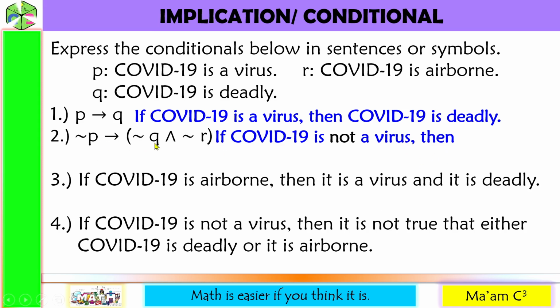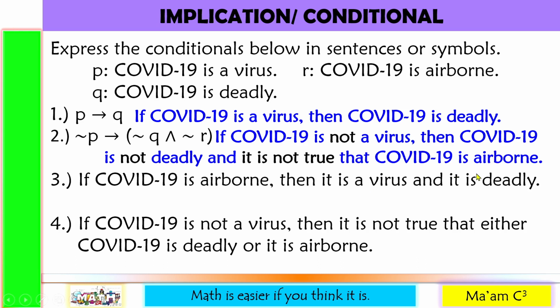Now we have not Q. Our Q, COVID-19 is deadly. So we are going to negate this. This will become COVID-19 is not deadly. And then we have here and. This is not R. So we are going to negate our proposition R. We could say COVID-19 is not airborne, or we could also say it is not true that COVID-19 is airborne. So if COVID-19 is not a virus, then COVID-19 is not deadly, and it is not true that COVID-19 is airborne.